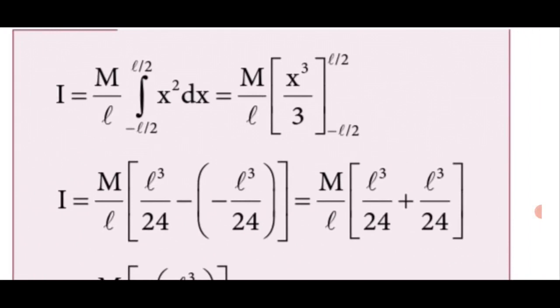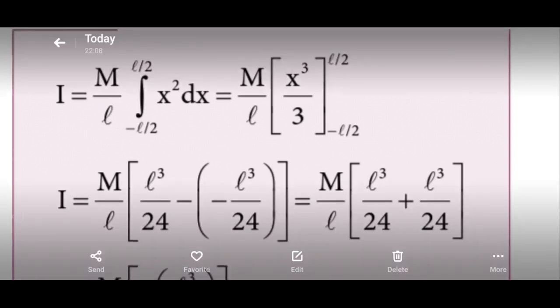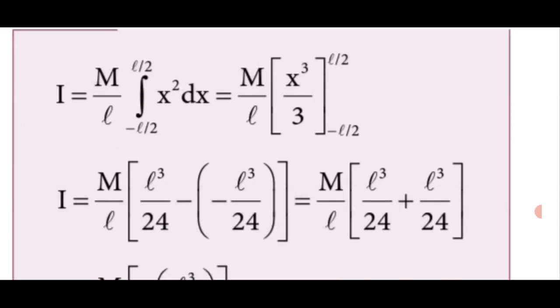So that is L cube, and 2 cube is 8, and already 3 is there. So 8 into 3, 24. This is for the first limit, that is the upper limit. Now the same you have to repeat for the lower limit also. You will get upper limit minus lower limit. So minus, and one more minus is there, you will put that minus also.